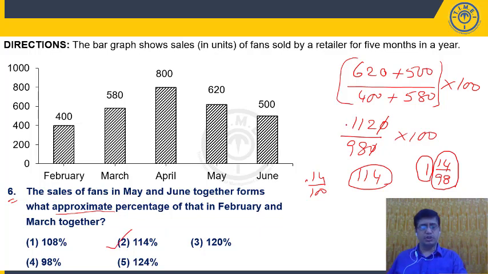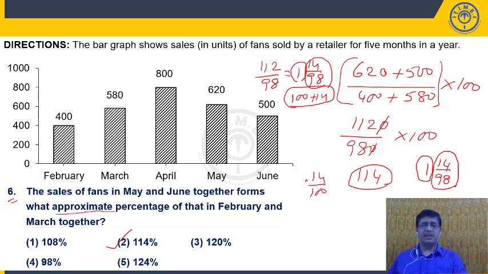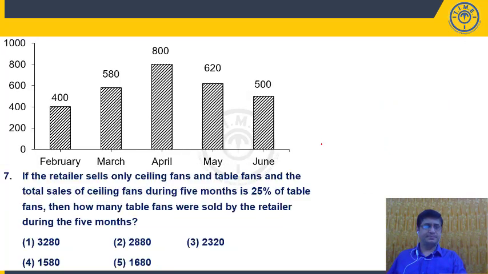Right choice is option 2. Okay, no need to find the exact value, approximately is asked. So I am expressing this 112 by 98 as a mixed fraction. So it is 1 and 14 by 98. 1 means 100%. Here it is 14%. 14 by 100 means 14%. 100% plus 14% is equal to 114%. The result is option 2. Okay. Look at the next question.